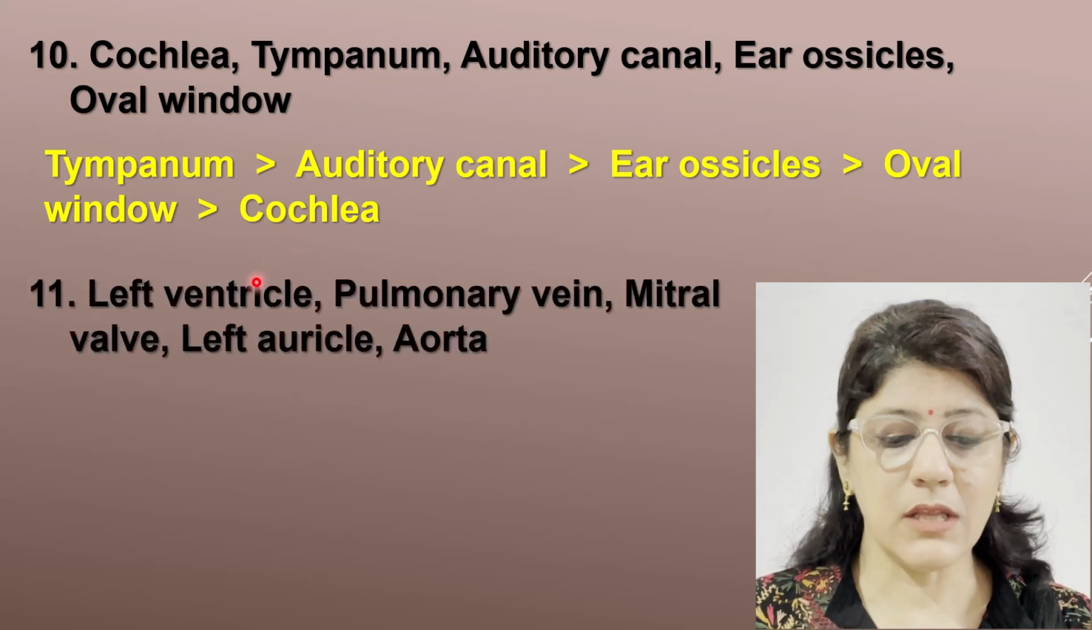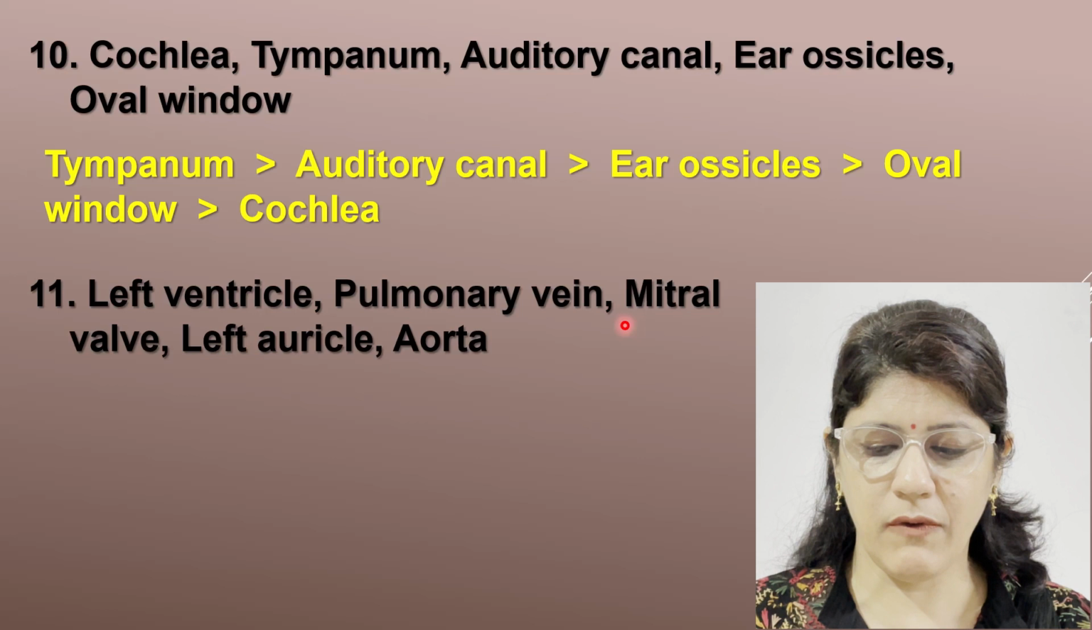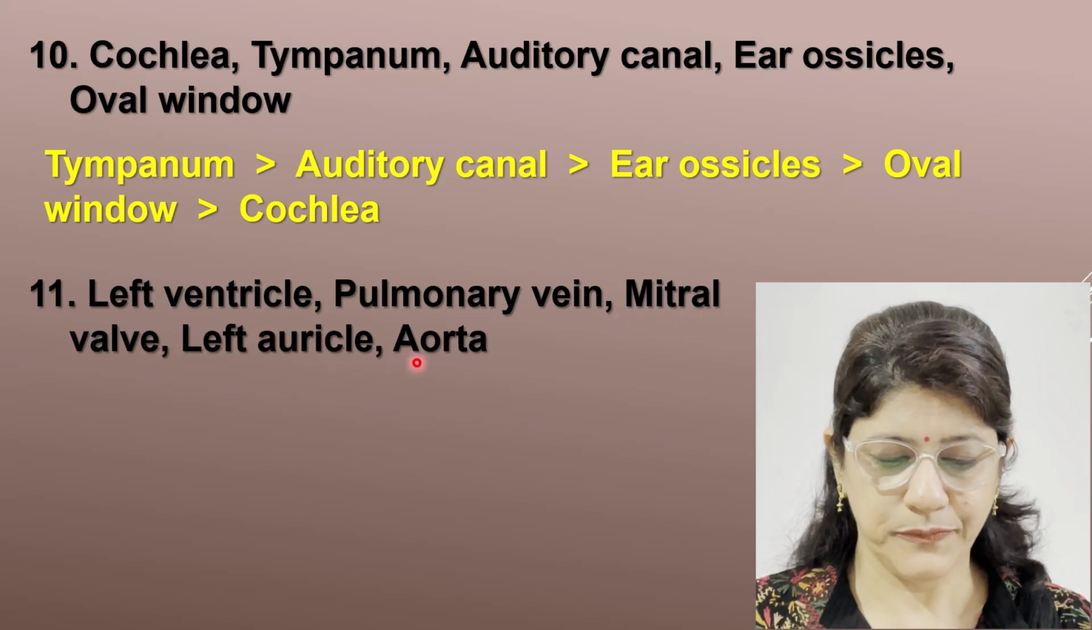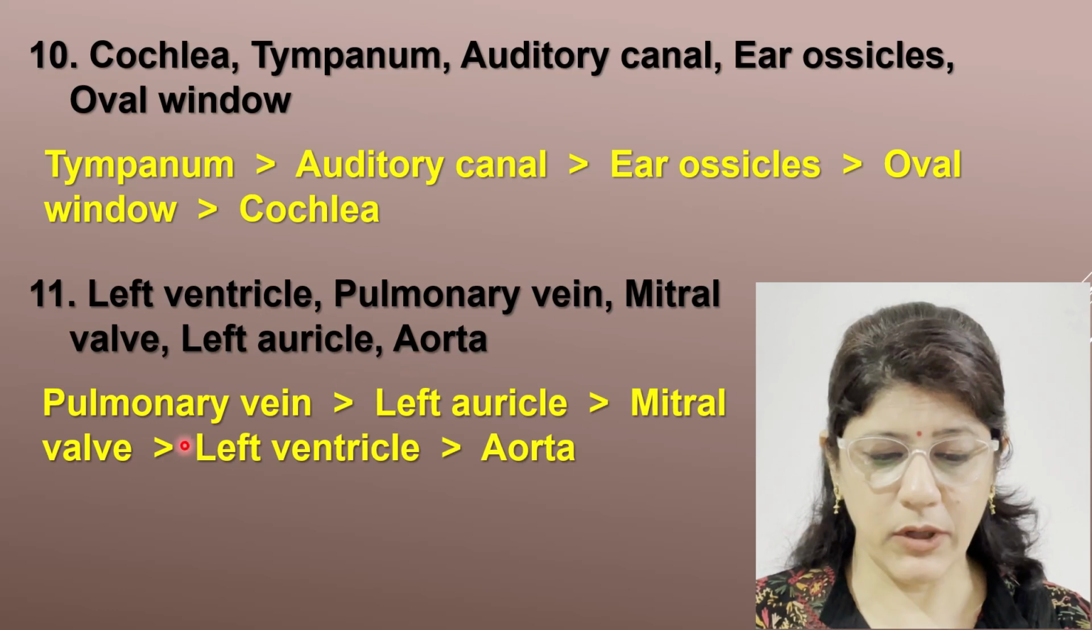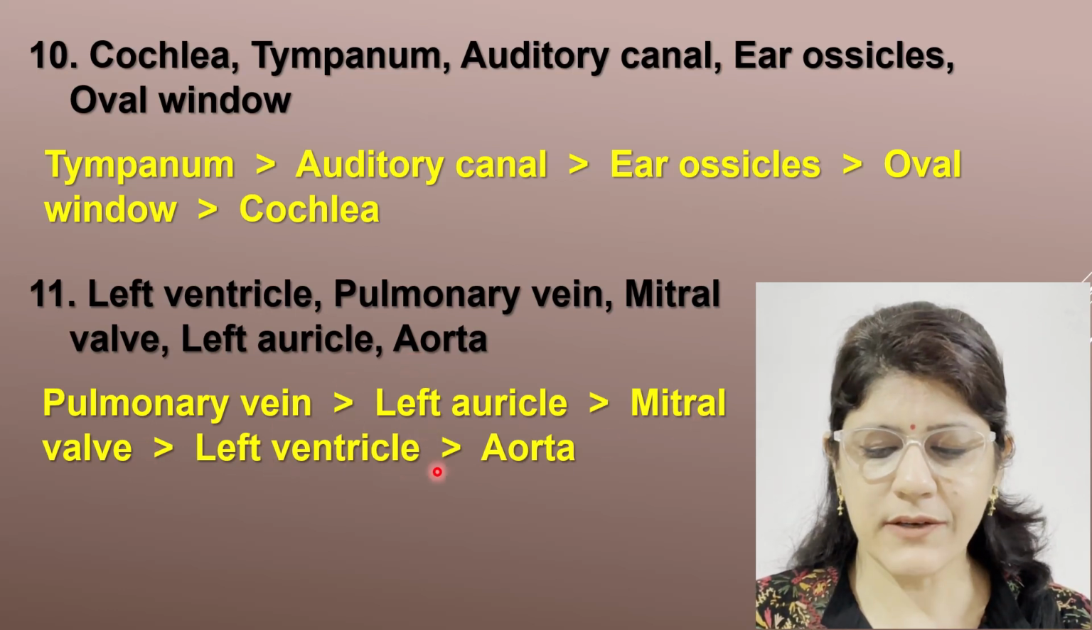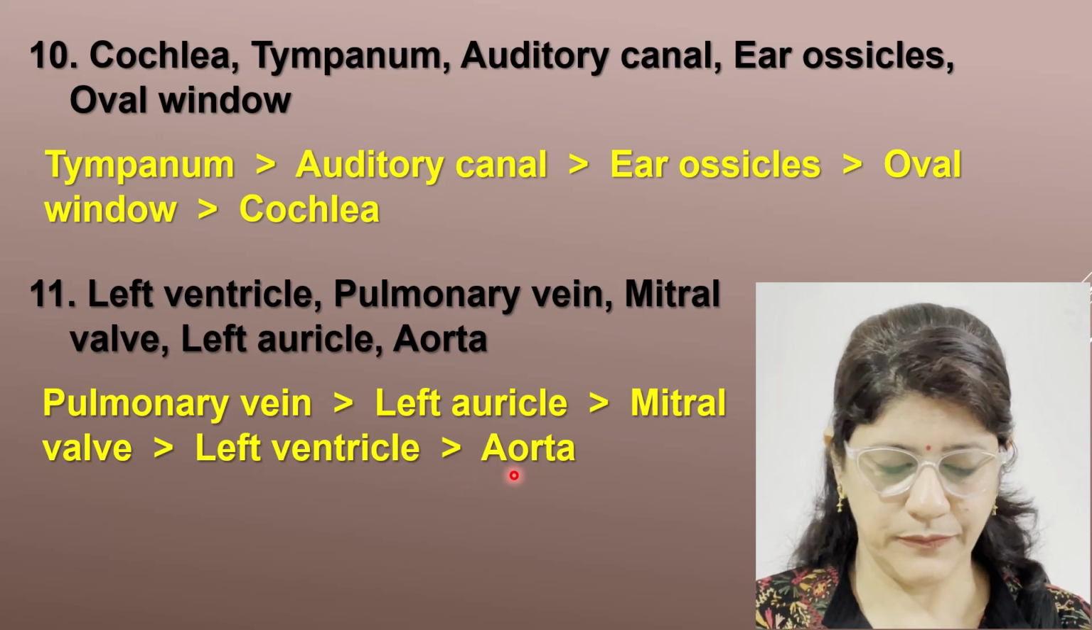Next sequence is left ventricle, pulmonary vein, mitral valve, left auricle, aorta. Starting with pulmonary vein, left auricle, mitral valve, left ventricle, and then aorta.